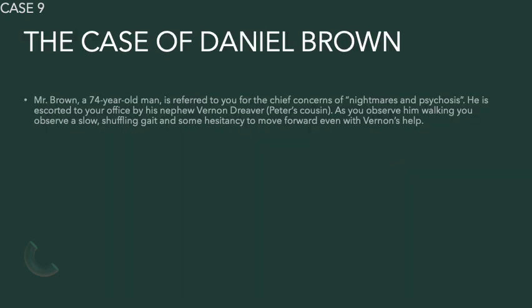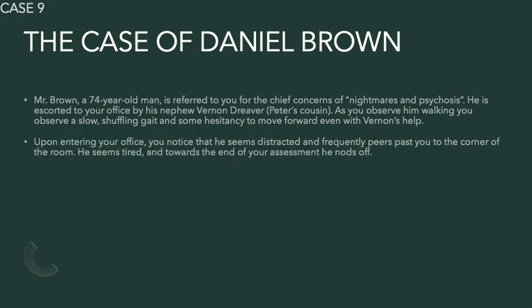So now for the case of Daniel Brown. Mr. Brown is a 74-year-old man who is referred to you for the chief concern of nightmares and psychosis. He is escorted to your office by his nephew, Vernon Drever, Peter's cousin. As you observe him walking up, you see a slow, shuffling gait and some hesitancy to move forward even with Vernon's help. Upon entering your office, you notice that he seems distracted and frequently peers past you to the corner of the room. He seems tired, and towards the end of your assessment, he nods off.